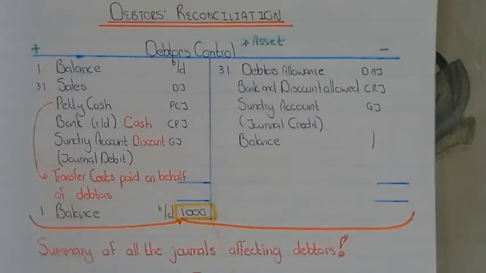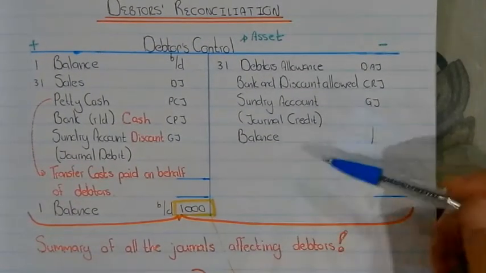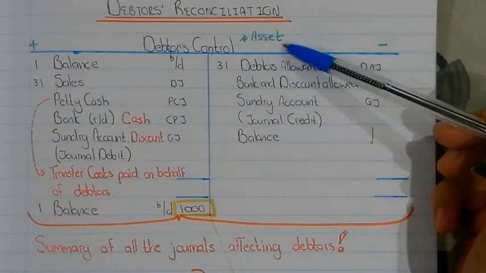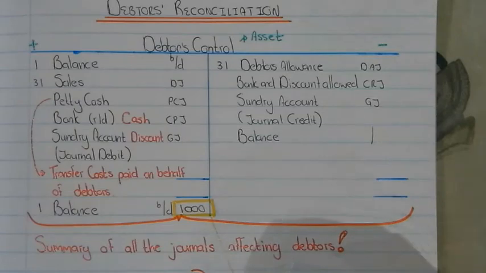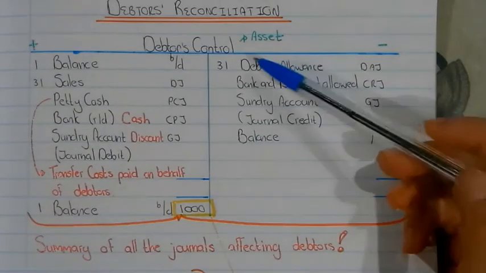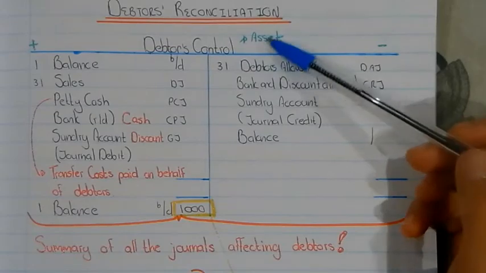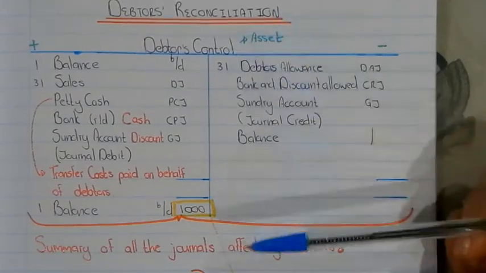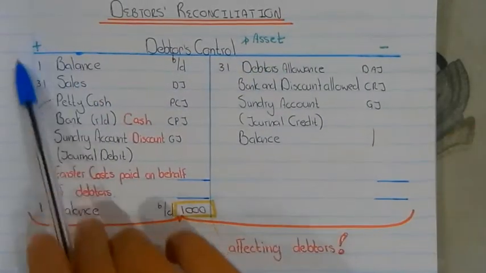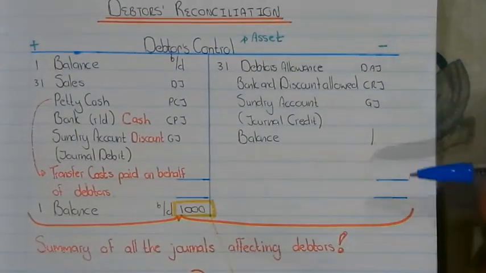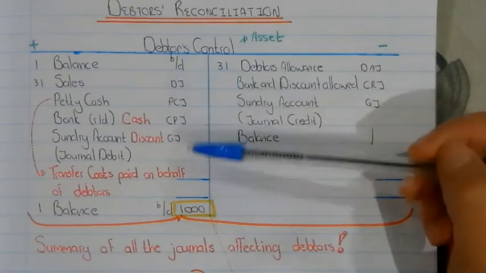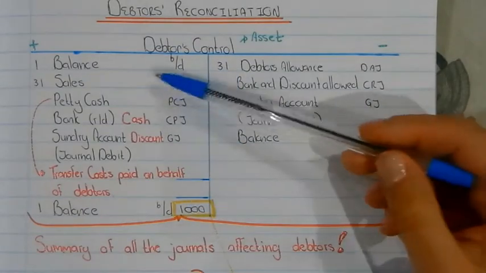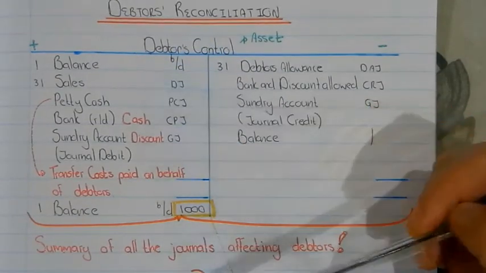Let's just quickly go through our debtors control account again. Remember, debtors control is an asset because we sell products to a client and it is sold on credit, it's not cash, so this debtor still owes me the money, this being an asset. Debtors control will then increase on my debit side and decrease on my credit side. We will have our balance on our debit side, and when we sell to a client, our debtors control will increase on our debit side.